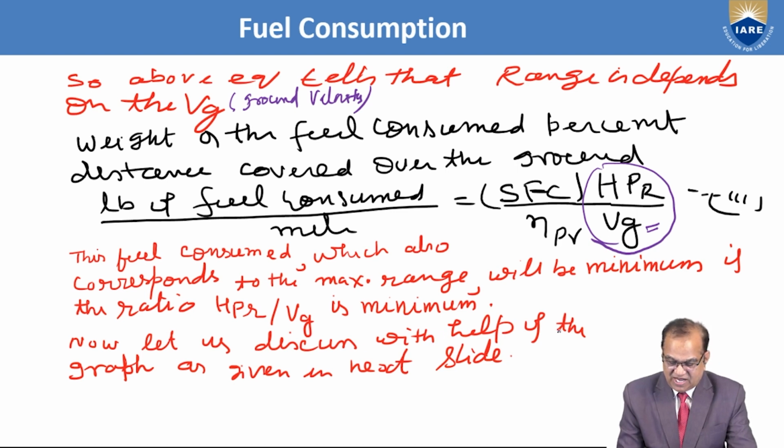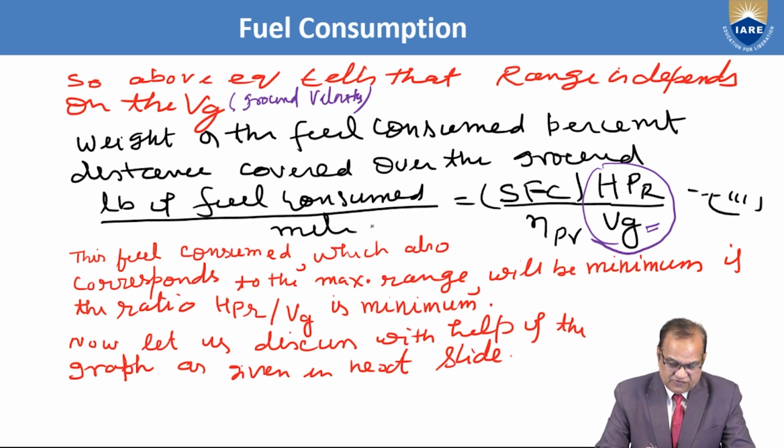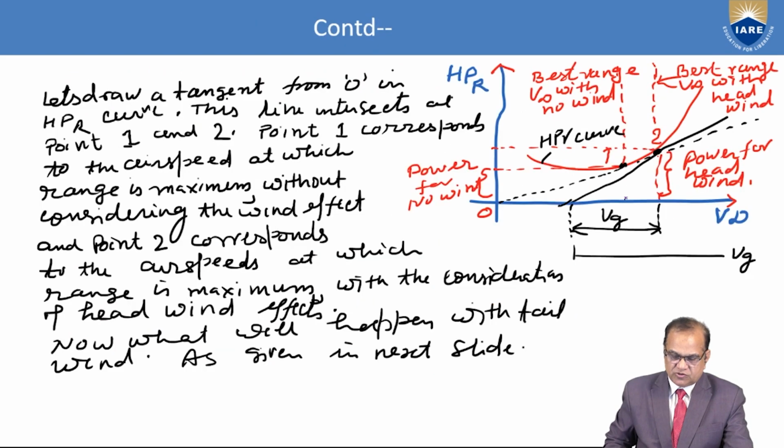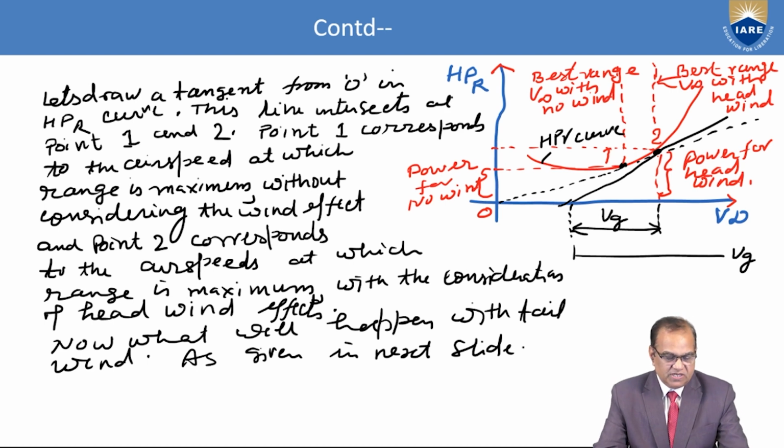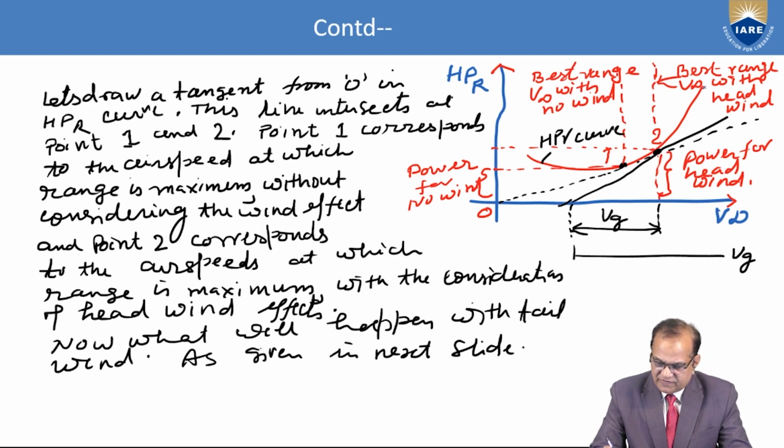Now let us discuss with the help of the graph as given in the next slide. So if you want to decrease the fuel consumption, VG should be increased. So now we will see here. Let's draw a tangent from the origin here. Here it is a power curve, the red color. And if we draw the tangent from the origin, it will touch here.